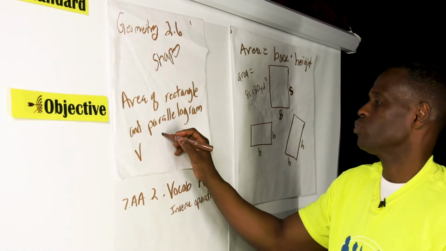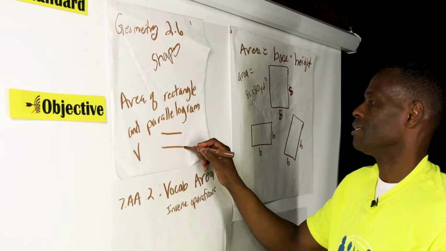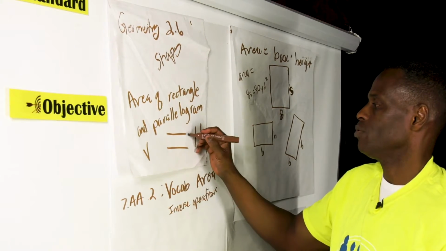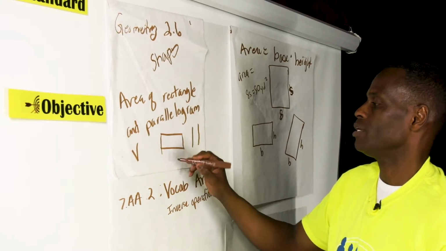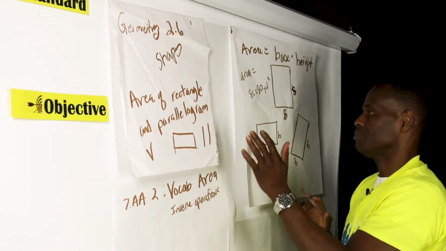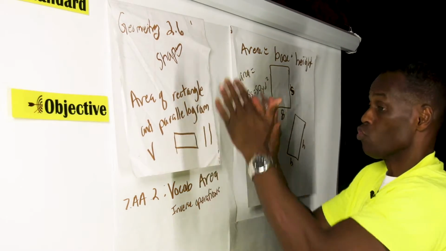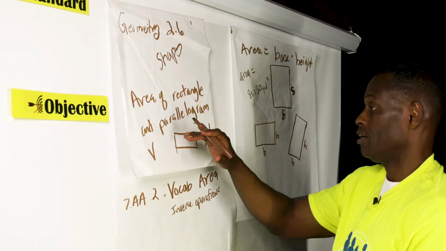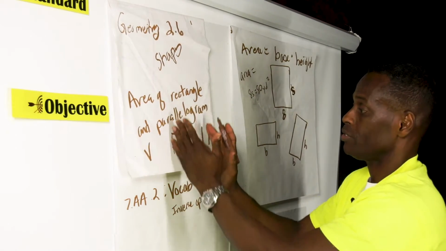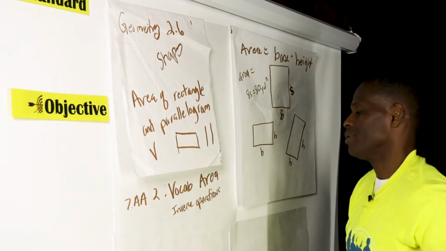But parallel means just to run side by side like that. So that's parallel. And that's parallel. So when we look at a parallelogram, those sides run side by side. So you can get a rectangle, a parallelogram. That just means that the sides run along the same plane as the other side. So these two sides are parallel and those two sides are parallel. It makes it a parallelogram.